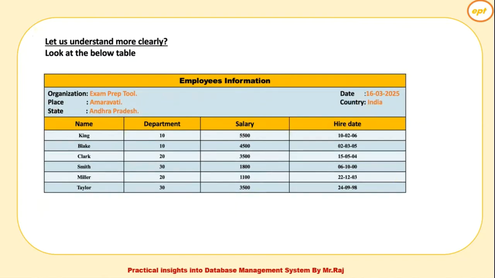So I am saying the company, the organization called Exampreptool, is available in the Amaravati city, the state is Andhra Pradesh and the country is India. This data has got a clear meaning, right? Crystal clear. If you have clear data with you, you can take better decisions. That is why I'm telling you, try to understand carefully before doing any task.